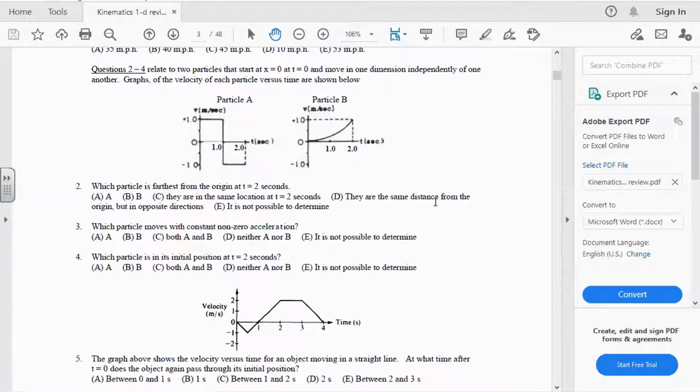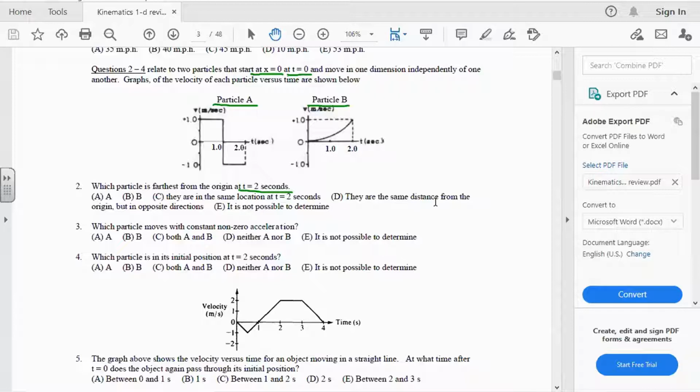So the question for number 2, you're given these two velocity time graphs for particle A and particle B. And it asks which particle is furthest from the origin at t equals 2 seconds. The origin is just where they started. So it tells us that at the start, they're at x equals 0, at time equals 0. So they're both starting at a position of 0. If we're looking at 2 seconds, we're looking at the entirety of the trip.